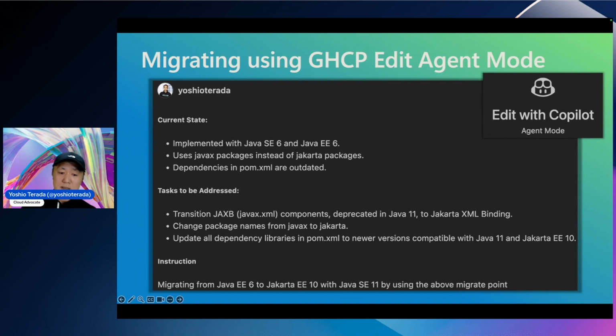The current state is implemented with Java SE 6 and Java EE 6, using the javax package instead of the Jakarta package, and the dependencies in the pom.xml are outdated. The task to address is to transition the JAXB component dependency in Java EE to Jakarta XML Binding, change the package name from javax to Jakarta, and update all dependency libraries in pom.xml to newer versions compatible with Java EE and Jakarta EE 10. The instruction is: please migrate from Java EE 6 to Jakarta EE 10 with Java SE 11 by using the above migration points.